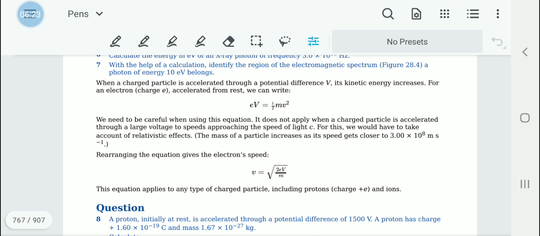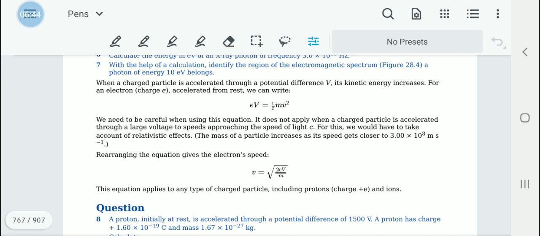Then we rearrange for the electron speed. The velocity is equal to the root of 2eV upon m. Any type of charged particle, including protons and ions, whatever it is, we can use this equation.